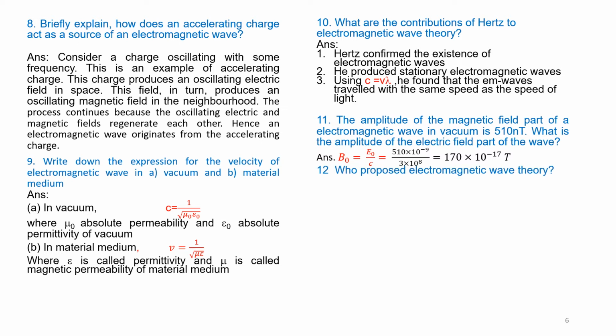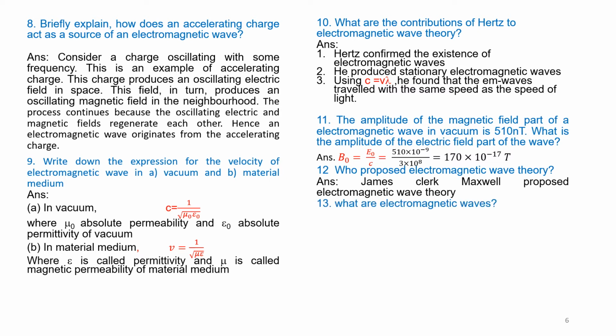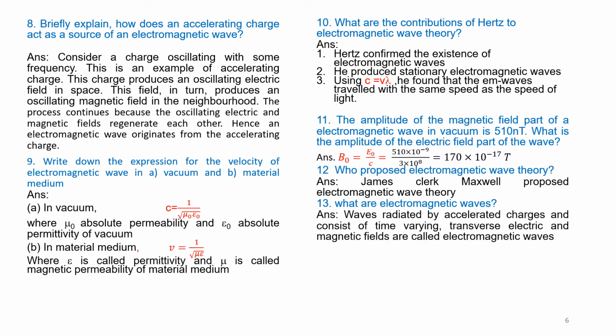Question number 12. Who proposed electromagnetic wave theory? James Clerk Maxwell proposed the electromagnetic wave theory. Question number 13. What are electromagnetic waves? Answer. Waves radiated by accelerated charges. Please note here once again, it is accelerated charges.